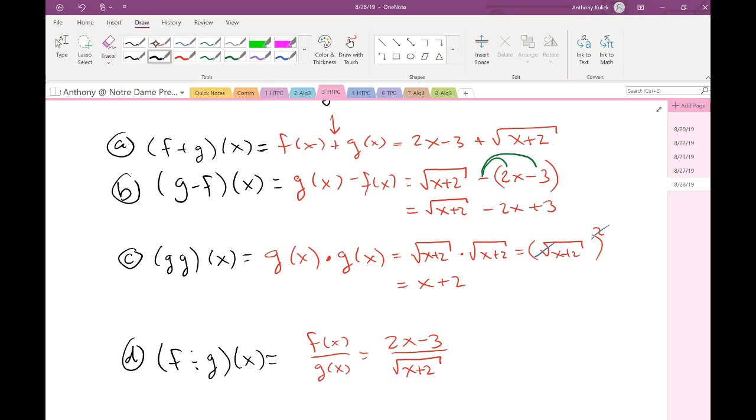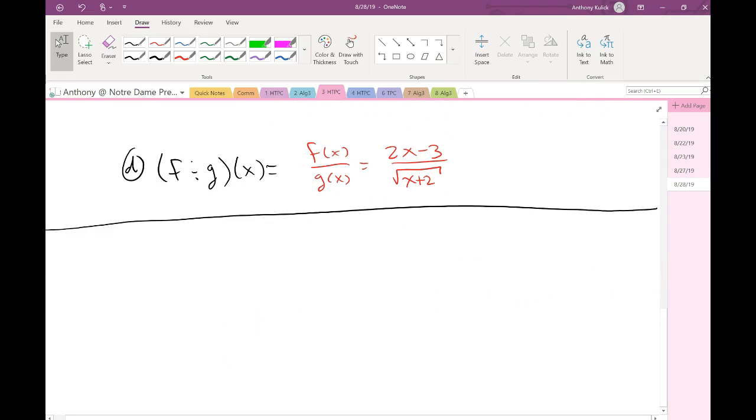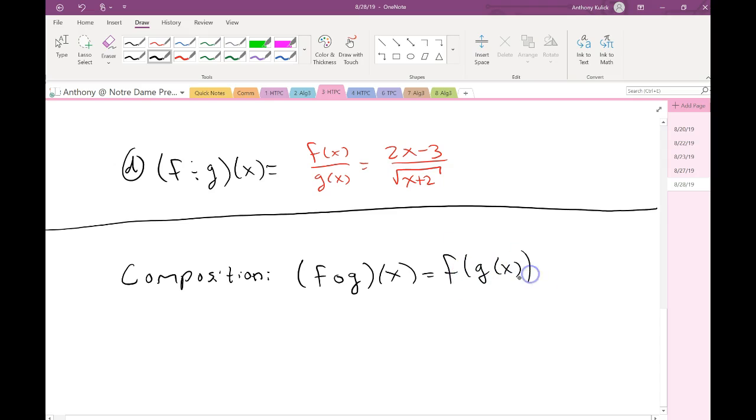Everybody happy so far? This should feel pretty familiar and pretty easy, right? There's a fifth operation for functions that doesn't have a numeric corollary. Does anybody remember what that might be? Okay. Composition. And what this says is f compose g of x equals f of g of x.